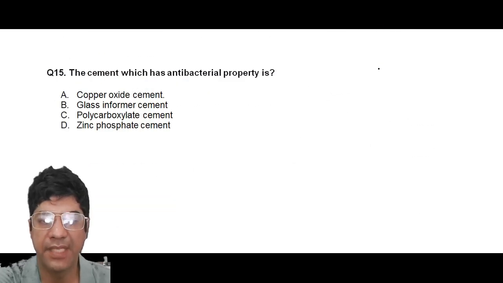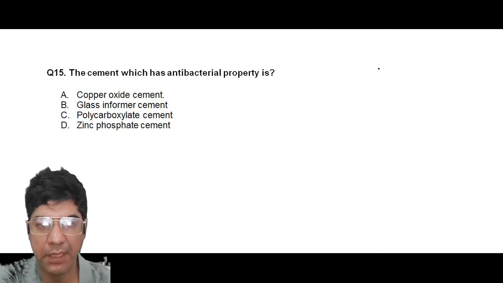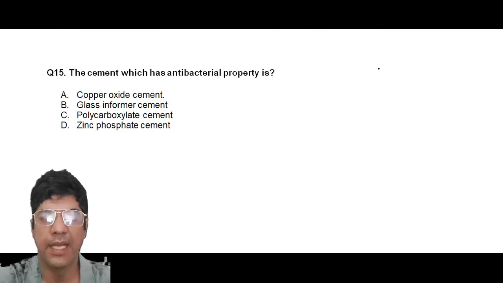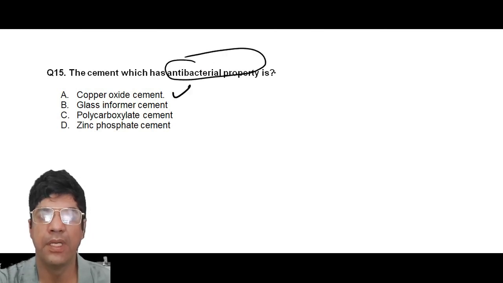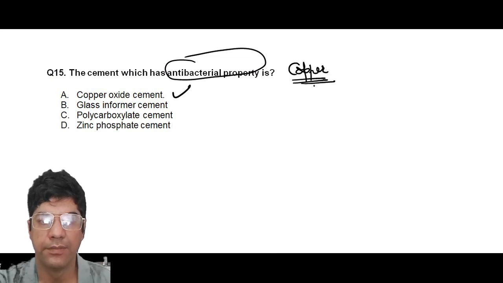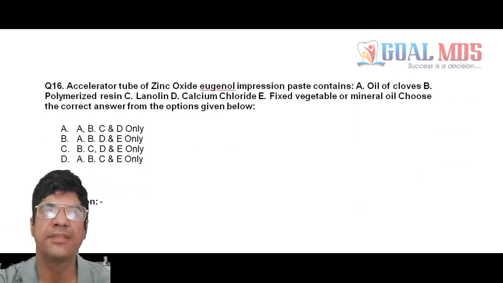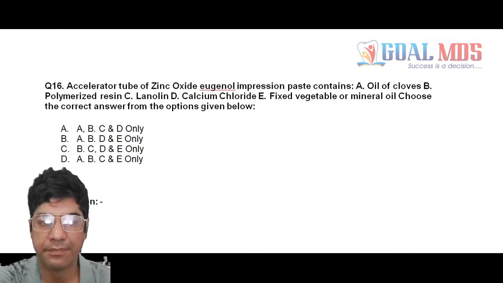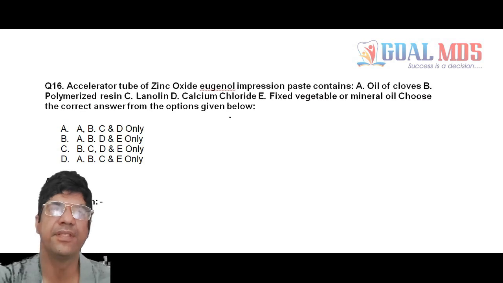The cement that has antibacterial property is the copper oxide cement. So it can exhibit antibacterial properties due to the release of copper ions. The accelerator tube of zinc oxide eugenol paste contains, well, the answer is A.